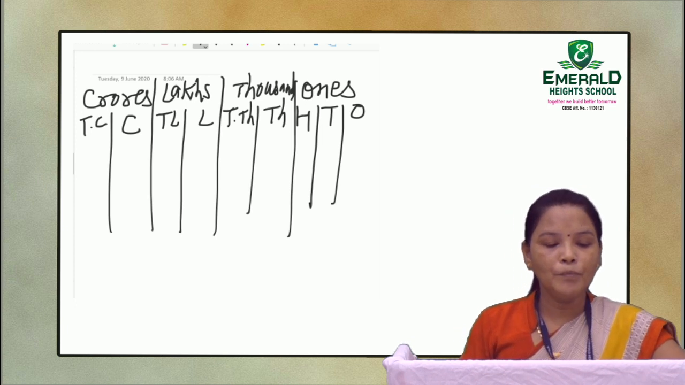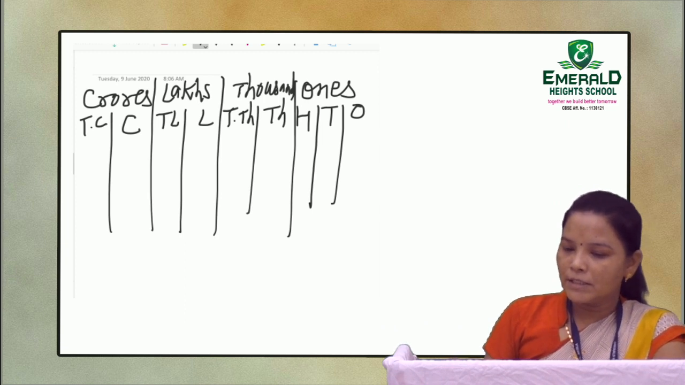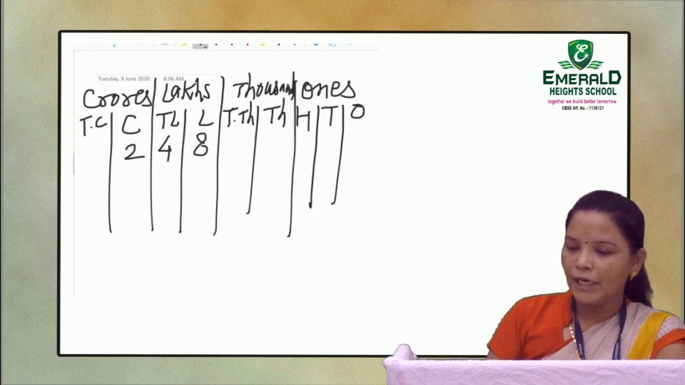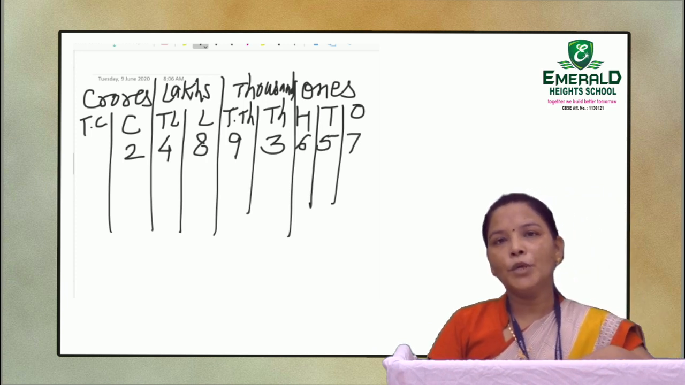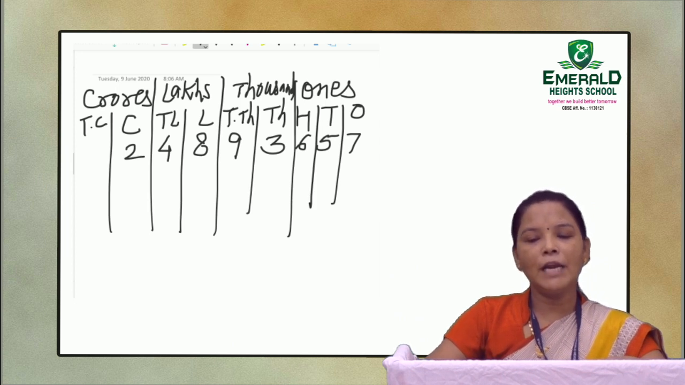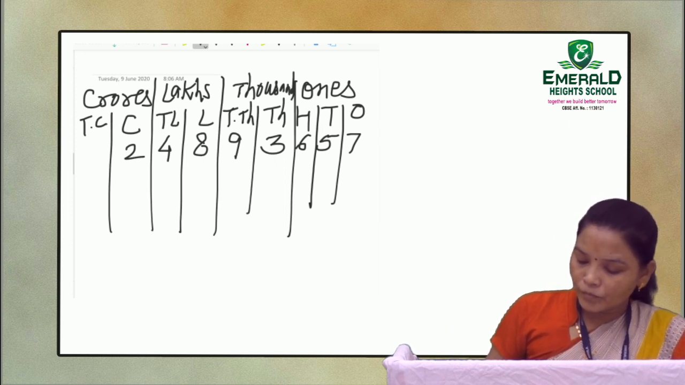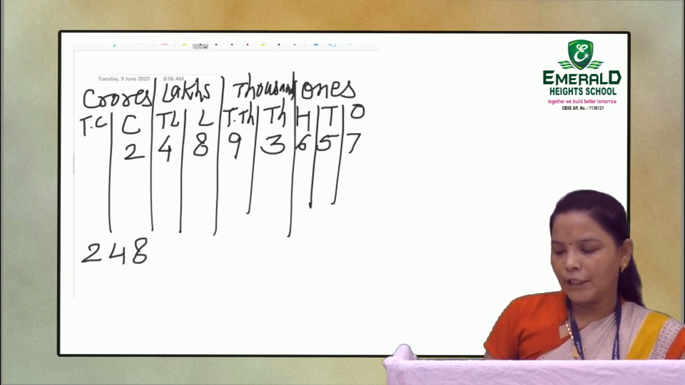Now here we are going to put up an 8-digit number. Let us consider the number 2, 4, 8, 9, 3, 6, 5, 7. If we count the digits, we have 1, 2, 3, 4, 5, 6, 7 and 8. Now let us arrange the commas according to the periods. First of all we will write down all the digits: 2, 4, 8, 9, 3, 6, 5, 7.